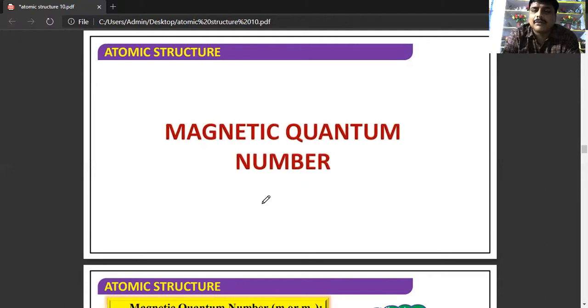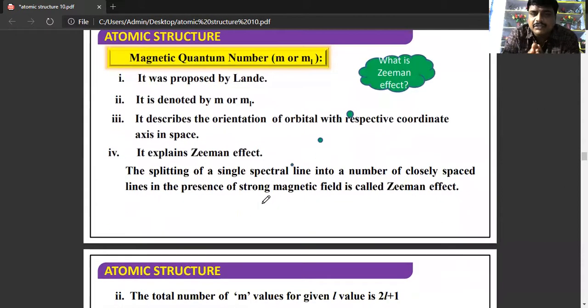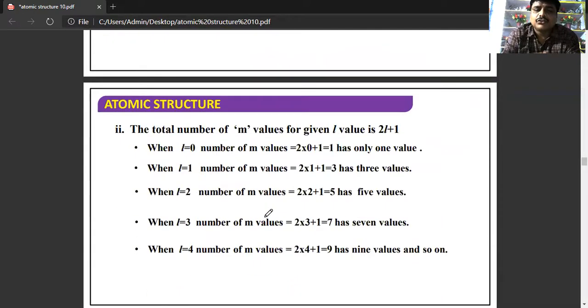The third quantum number is the magnetic quantum number. It was proposed by Landé and it is denoted by small m. It explains the orientation of the orbital. It also explains the Zeeman effect. So what is the Zeeman effect? It is the splitting of spectral lines into a number of closely spaced lines in the presence of a strong magnetic field. That is known as the Zeeman effect. The total number of m values for a given L value is 2L plus 1.